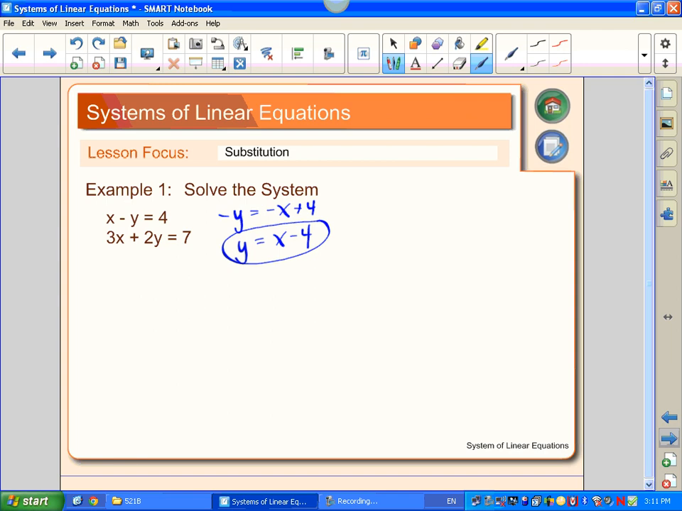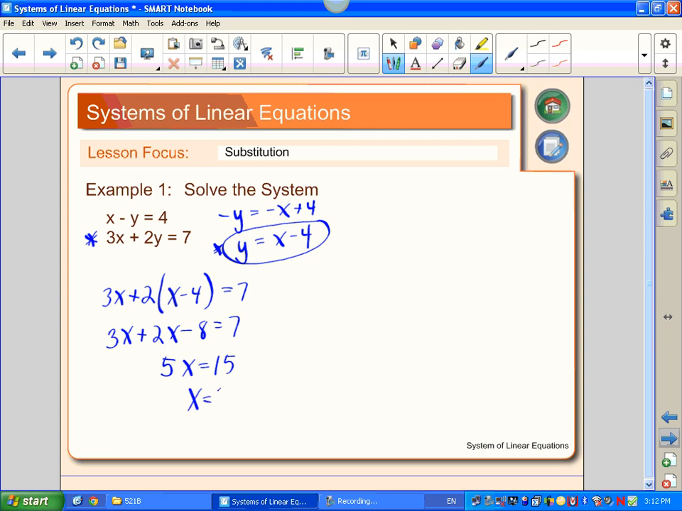So here, wherever there is a y in this second equation, I'm going to be putting in x minus 4. So 3x plus 2 times y, so it's going to be times the x minus 4, is equal to 7. And we just continue with the math. So 3x plus 2x minus 8 equals 7. 5x is equal to 15. x is equal to 3.